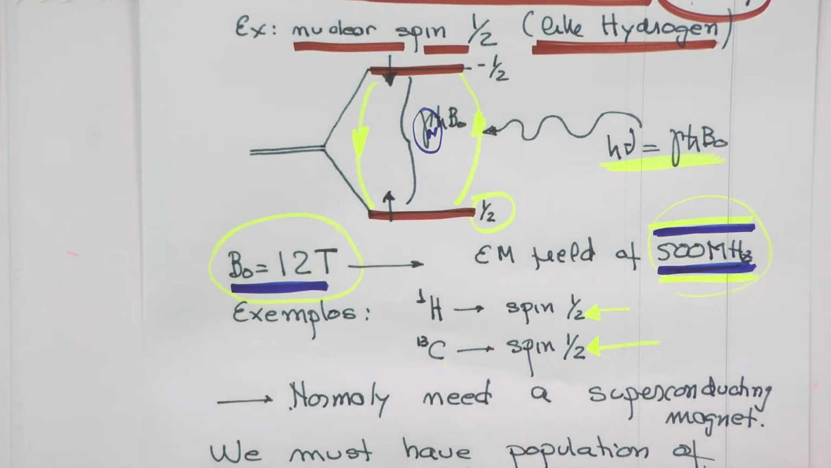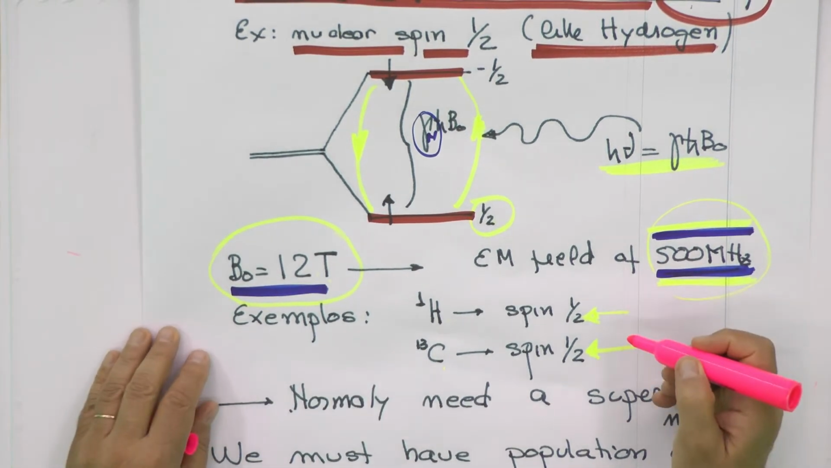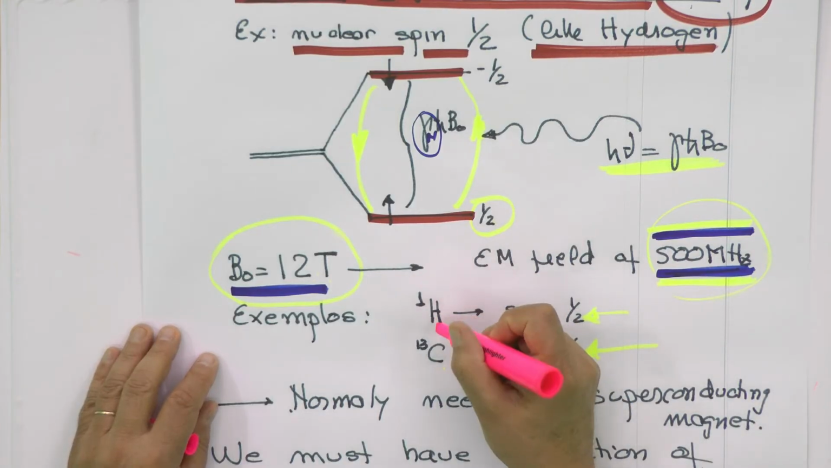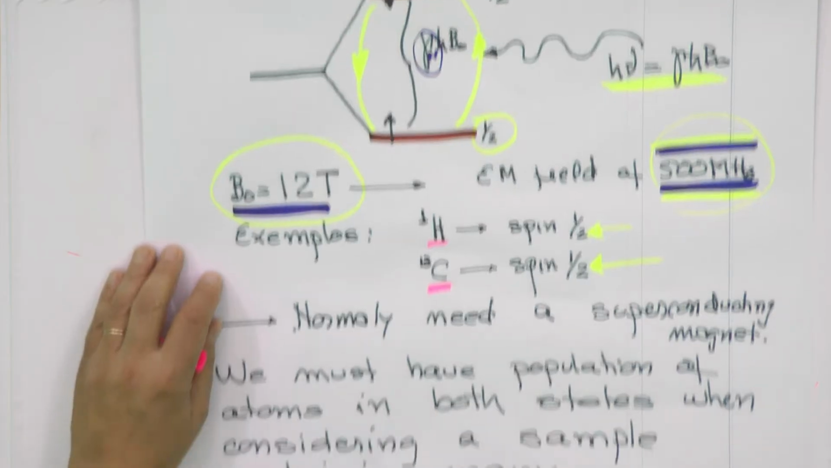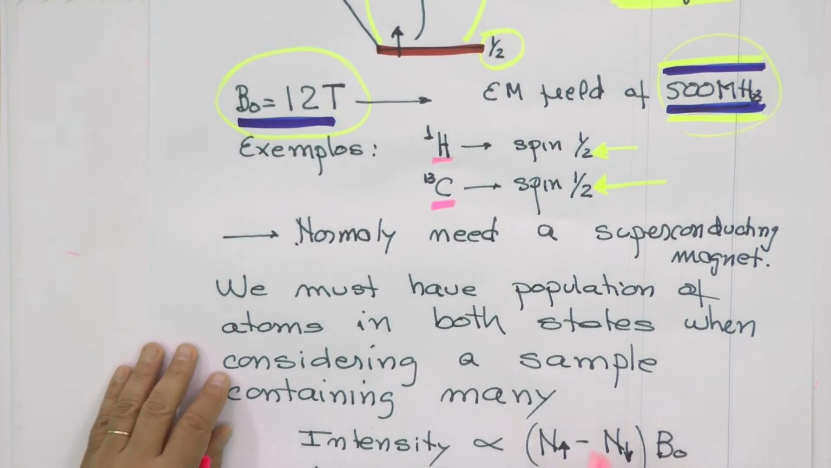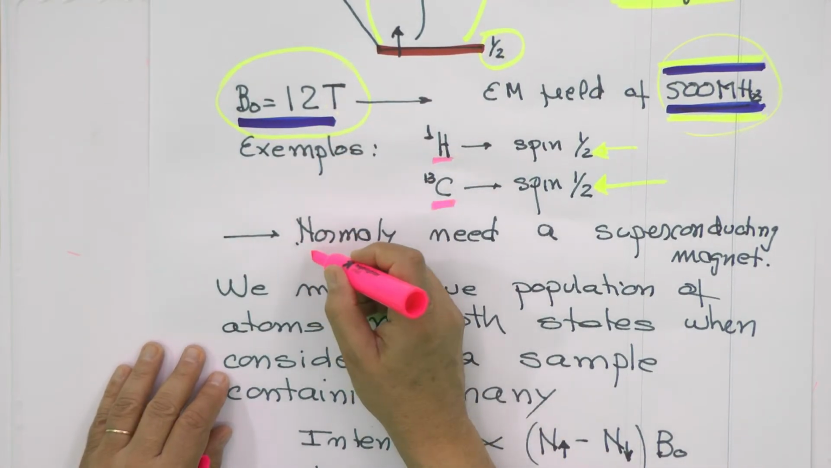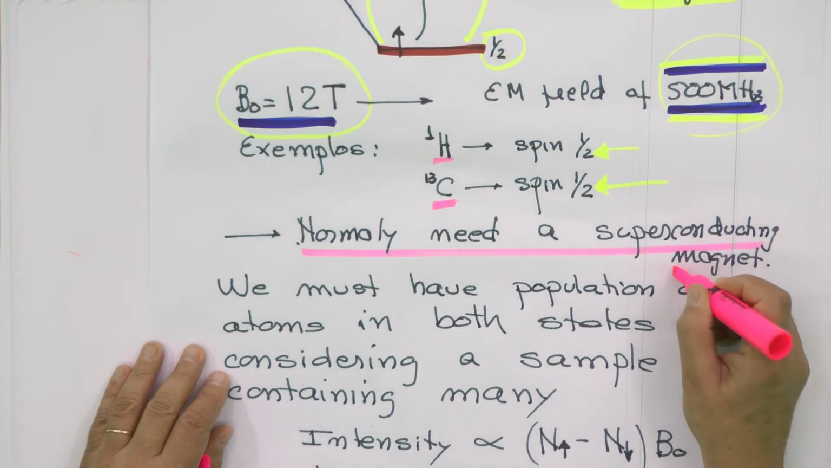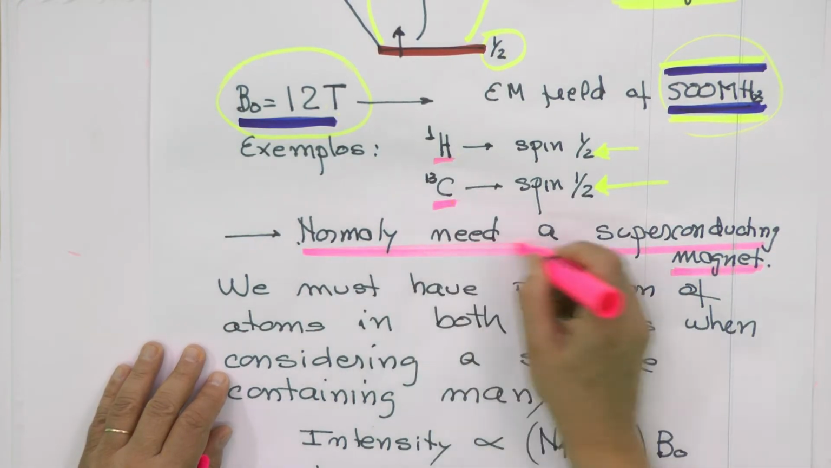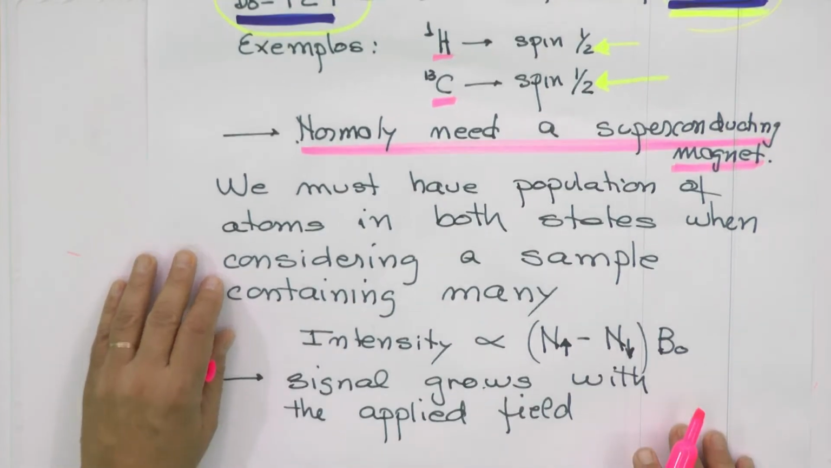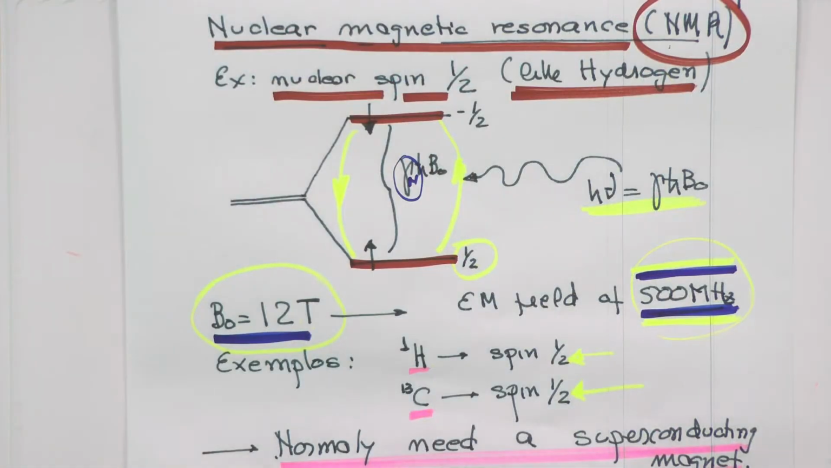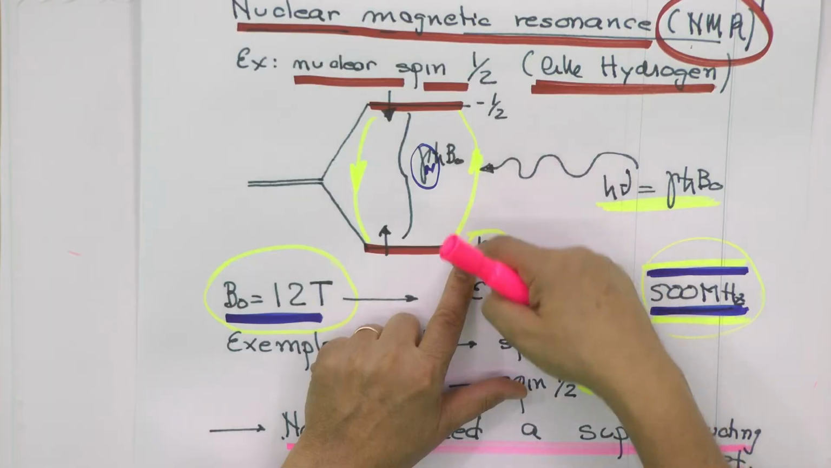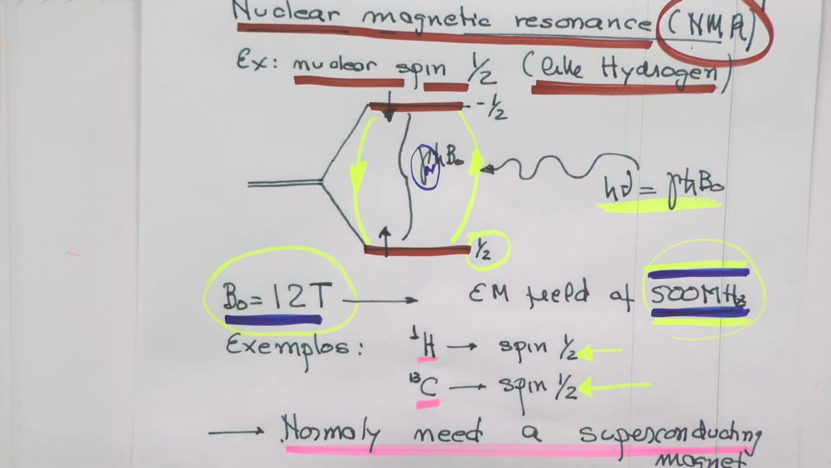And normally this is interesting for hydrogen and for carbon. But normally we need big fields, which means that we need a way of producing large fields, and that is normally done with a magnet. Normally we have a population, depending on temperature and many things, with some of the nuclear spins down and some up.